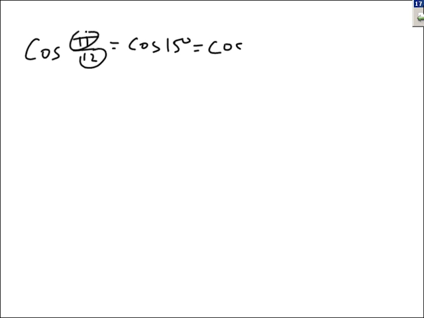For example, if you are asked to find the cosine of pi over 12, well, we kind of just did this one. 180 divided by 12 is 15 degrees. Okay, so you should think of this maybe as the cosine of 45 minus 30. And then use the rule.